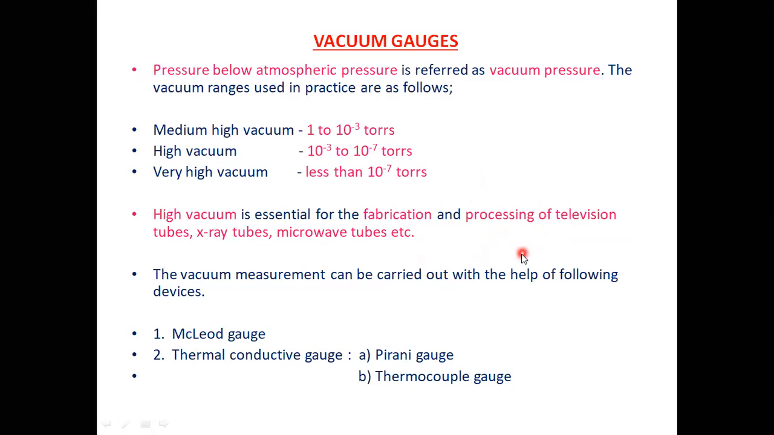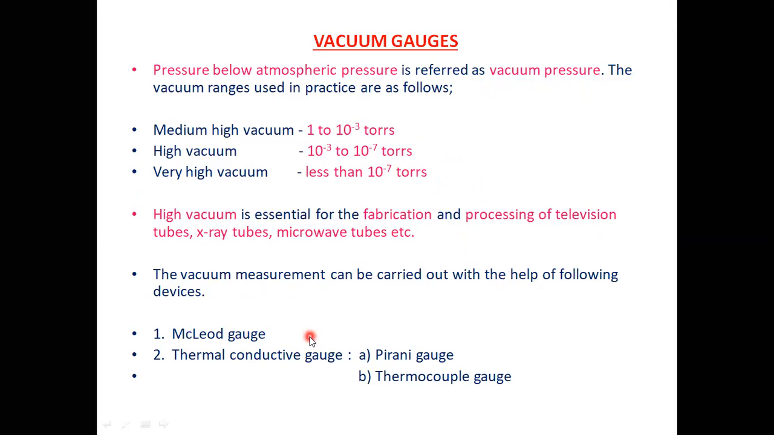Next one is vacuum gauges. Very low pressure, below the atmospheric pressure. Below the atmospheric pressure, we can use this term, that is vacuum pressure, and three different ranges are given. The main applications of this high vacuum pressure are in the processing of TV tubes, X-ray tubes, microwave tubes, like that.